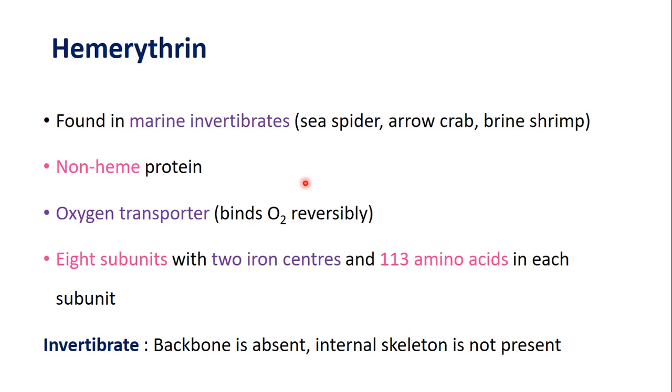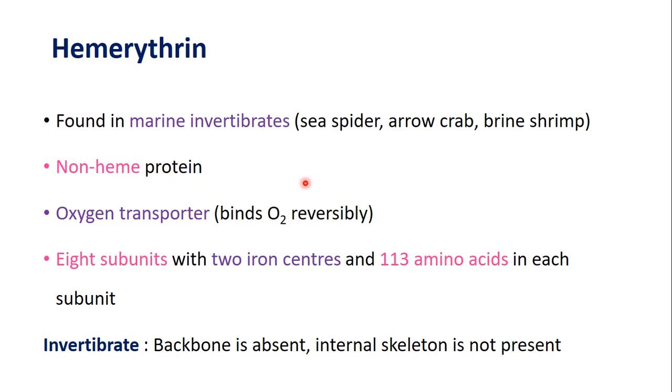So hemerythrin is mainly found in marine invertebrates. What are invertebrates? Invertebrates are animals that don't contain any backbone or internal skeleton. If you want to know the many properties of invertebrates, you can search in Google and learn about it. I have mentioned some examples: sea spider, arrow crab and brine shrimps. There are many other examples too. These are some examples of marine invertebrates.